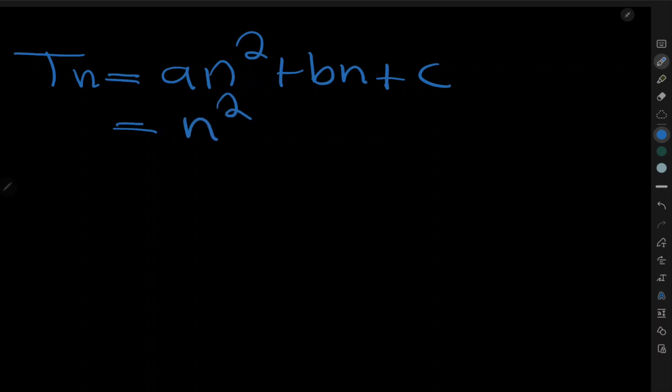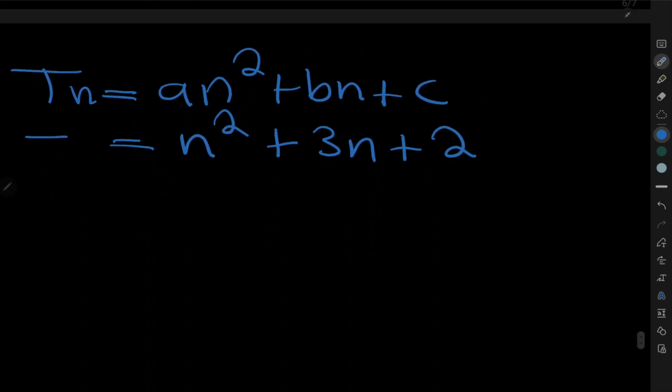So the next thing that we have to do is substitute that into our general formula, which goes like an squared plus bn plus c. And if we substitute that, we know that A was 1, so we'll just write n squared. B was 3, so we'll say 3n, and our C was 2. So this is the formula that we're going to use in order for us to determine the second term.